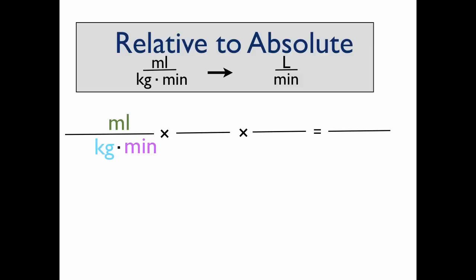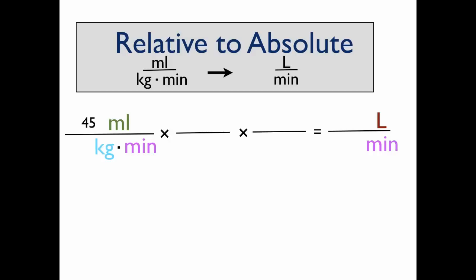So in this video, I'm going to again show you how to convert a relative VO2 value, which is measured in milliliters per kilogram body weight per minute, to an absolute value of liters per minute. And I'm going to set it up, putting my relative value on the left-hand side, and on the very right-hand side, I've put in what I'm trying to convert to, so the absolute value of liters per minute. So let's use a theoretical example and say we have someone with a VO2 max of 45 milliliters of oxygen per kilogram body weight per minute.